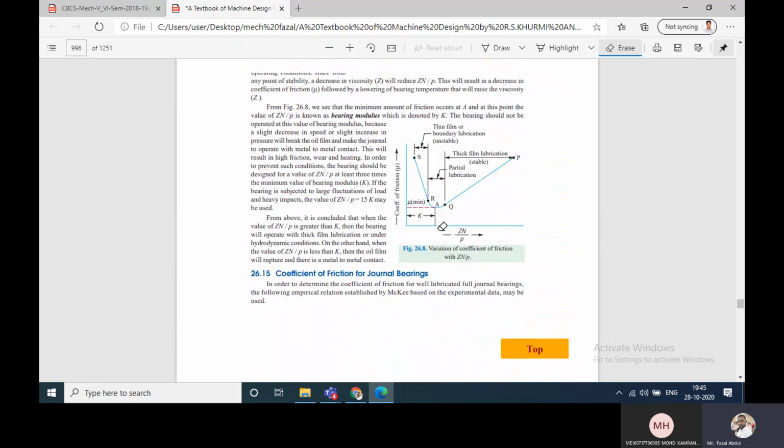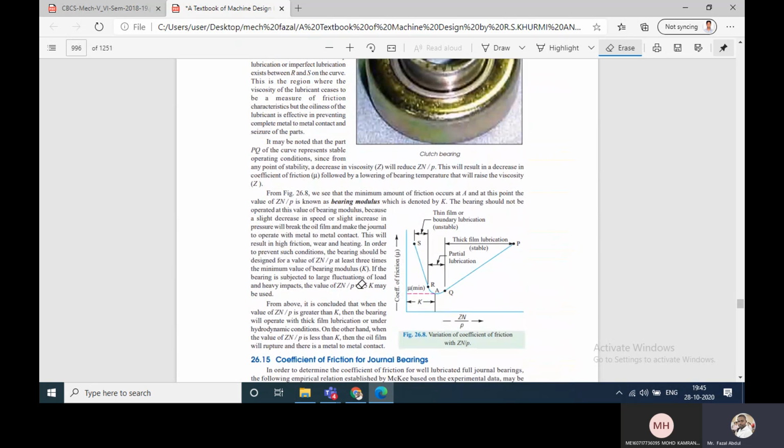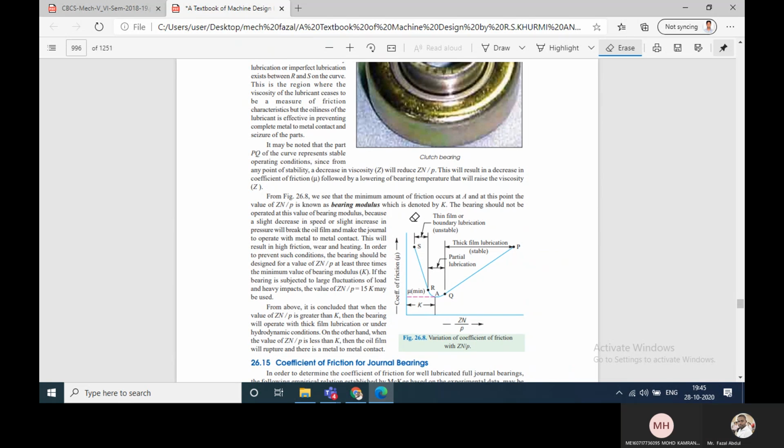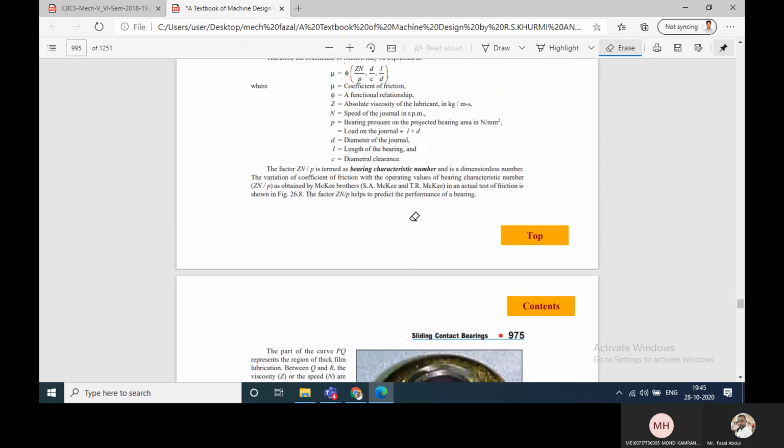Now see here, the term I just explained, the term Zn by p. Zn by p is known as bearing modulus. The term Zn by p is known as the bearing characteristic number. See here, Zn by p is the bearing characteristic number. It is a dimensionless parameter.